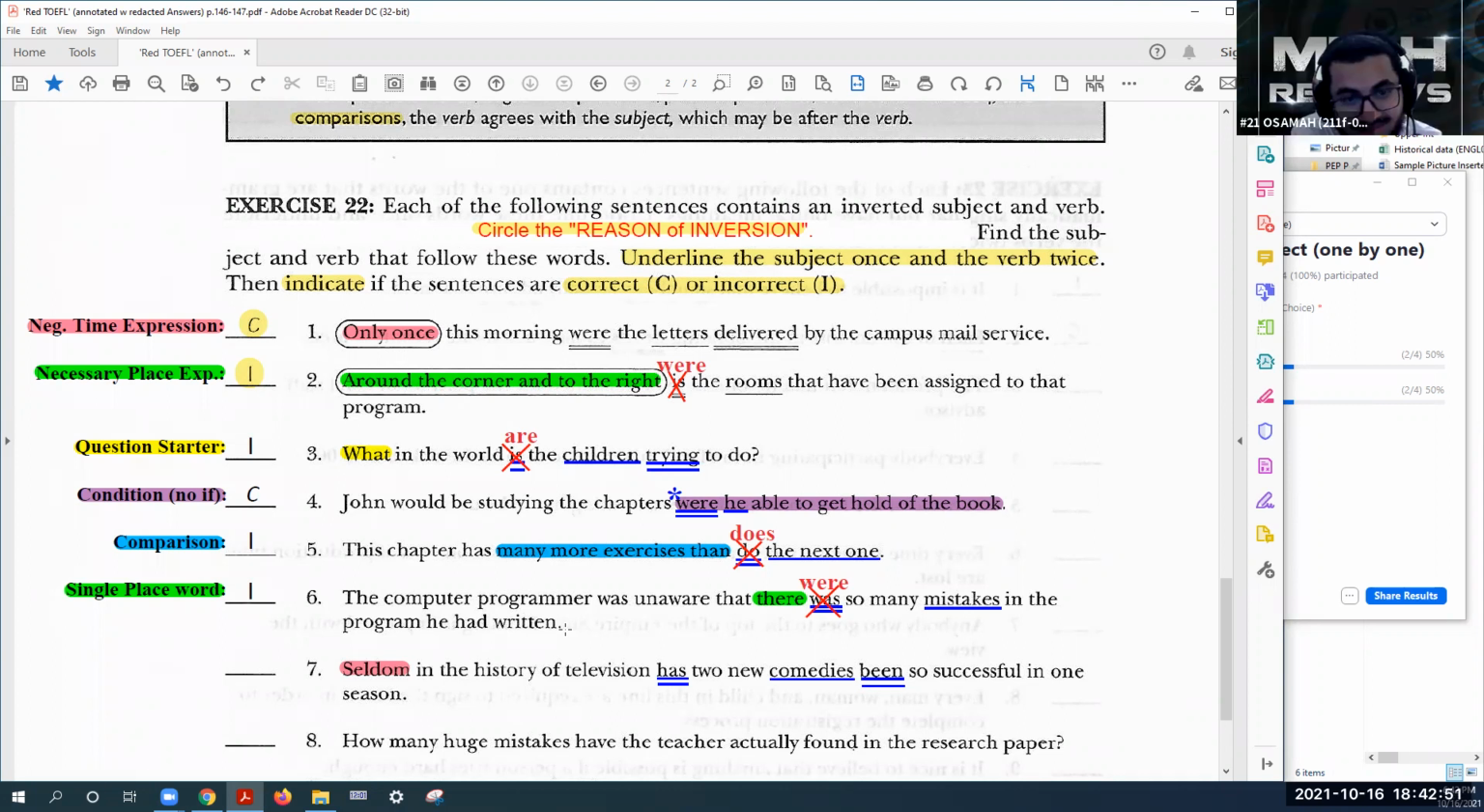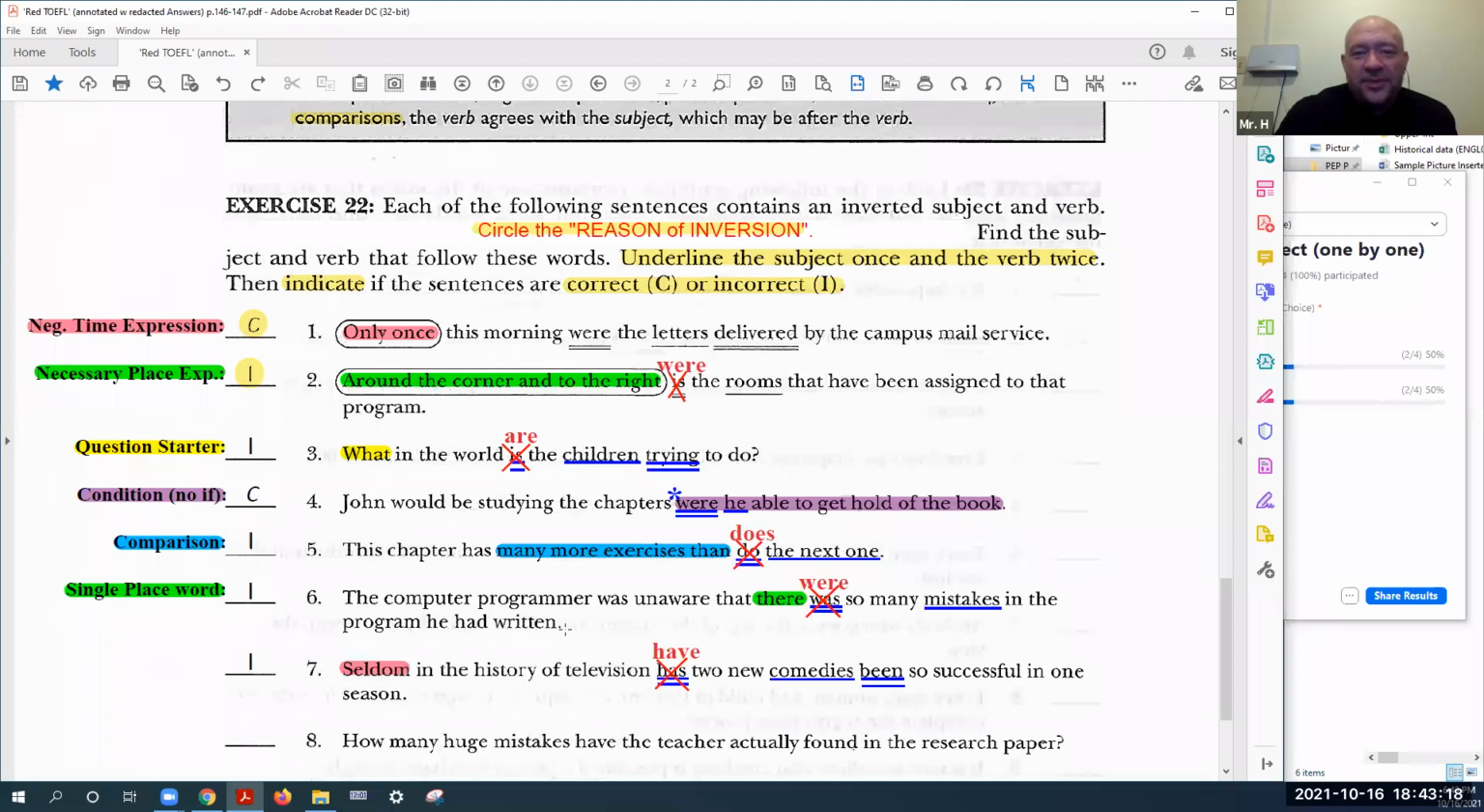Yes. Seldom in the history of television has two new comedies been so successful in one season. You said it's incorrect? Yes. You just lost marks in TOEFL. Why? I'm joking. It is incorrect. Now, what should it be? What's the problem? It should be have two new comedies. That's right. Change to have.